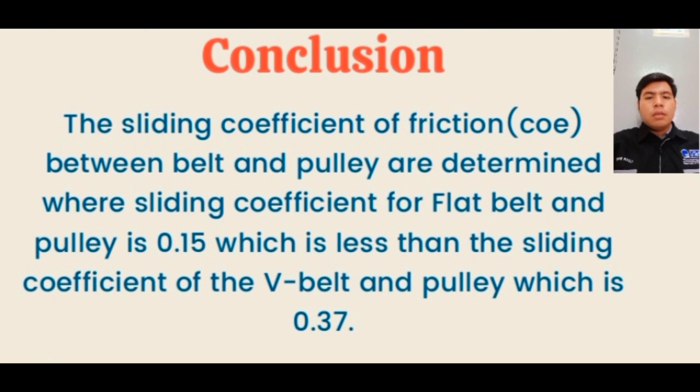In conclusion, the sliding coefficient of friction, COF, between belt and pulley was determined. The sliding coefficient for felt belt is 0.15, which is less than the sliding coefficient of the V belt, which is 0.37.